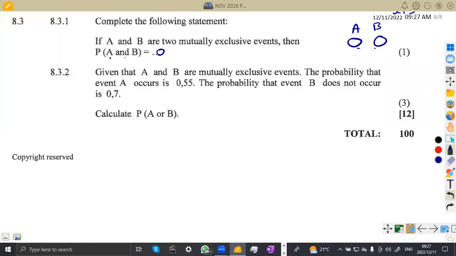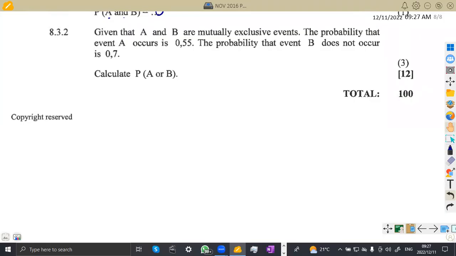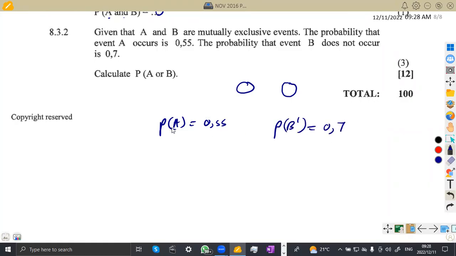All right, 8.3.2, given that A and B are mutually exclusive events, again, where we say they are separate, all right, they are mutually exclusive events. The probability that event A occurs, okay, probability of A is 0.55. The probability that B does not occur, which means the probability of B complement is 0.7. Calculate the probability of A or B.